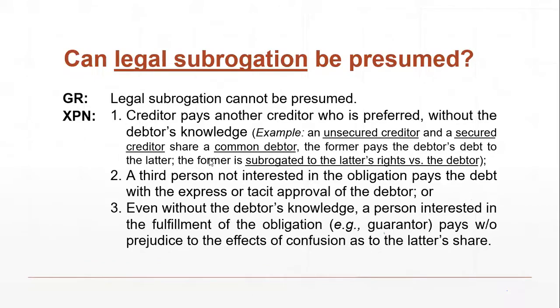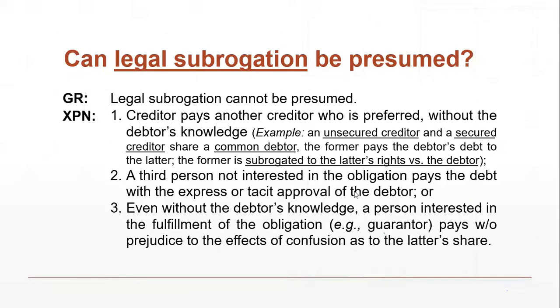So sabi ni unsecured creditor, alam ko may pagkakautang itong si common debtor natin sa'yo. Bayaran ko na ngayon. Now, the unsecured creditor will be subrogated to the rights of the secured creditor vis-a-vis their common debtor. So, pwede nang singilin siya ngayon ni unsecured creditor. Pwede niya singilin si common debtor para dun sa utang ni common debtor kay secured creditor. That is how subrogation works anyway. The other situation is when a third person not interested in the obligation pays the debt with the express or tacit approval of the debtor.